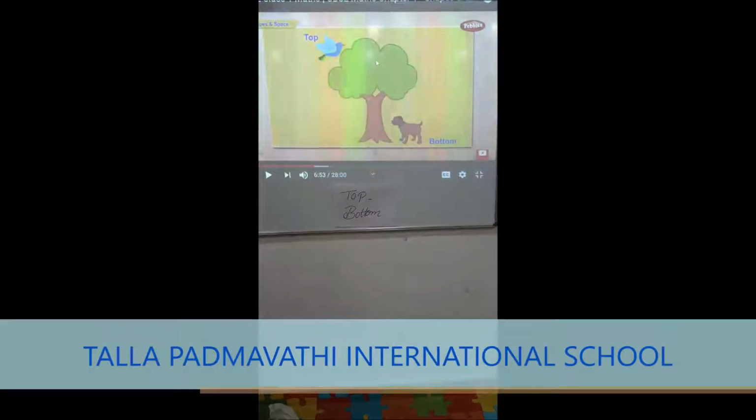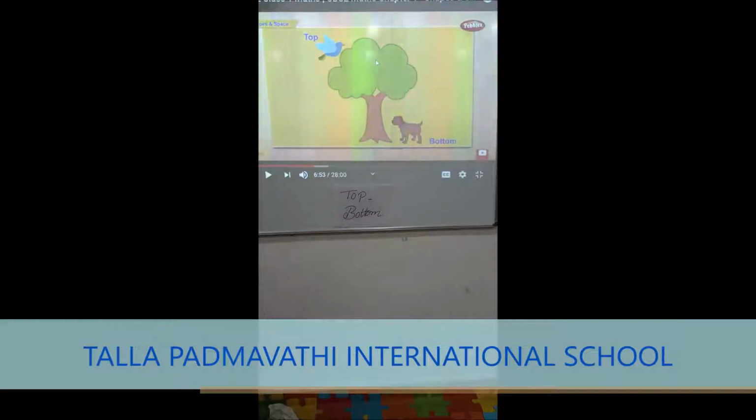So our next topic is top and bottom. Here you can see a picture in which there is a bird and a dog. We can say that the bird is on top of the tree and the dog is at the bottom of the tree. I repeat once again, the bird is on top of the tree and the dog is at the bottom of the tree.